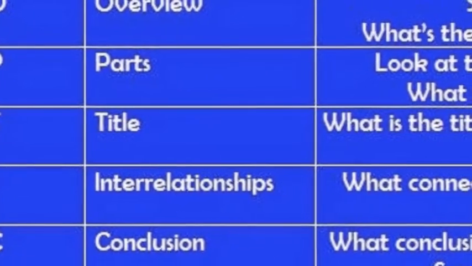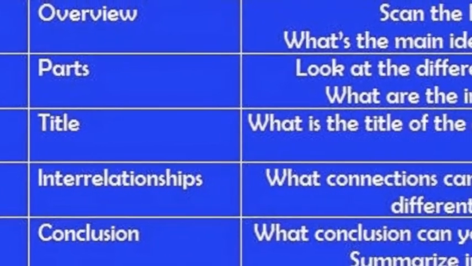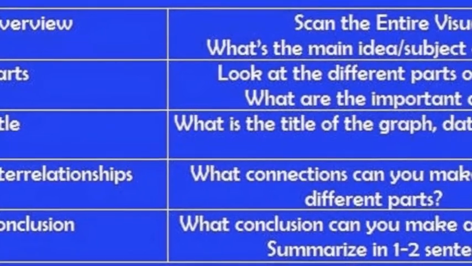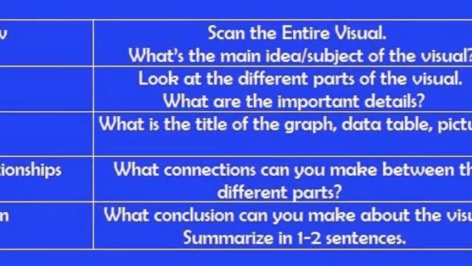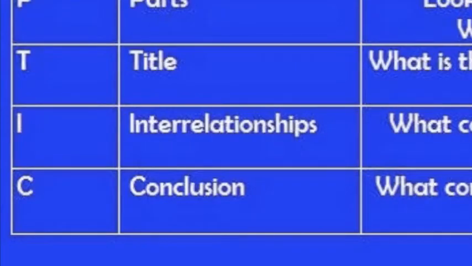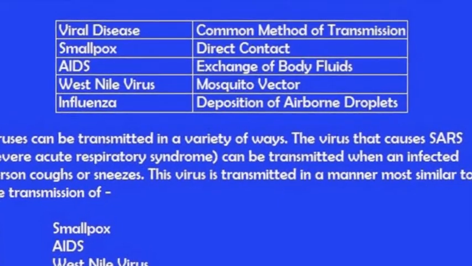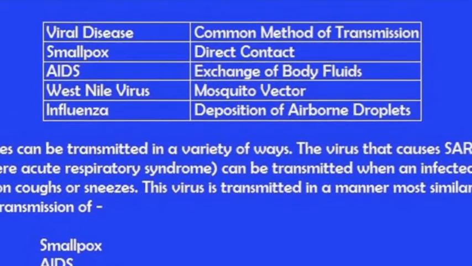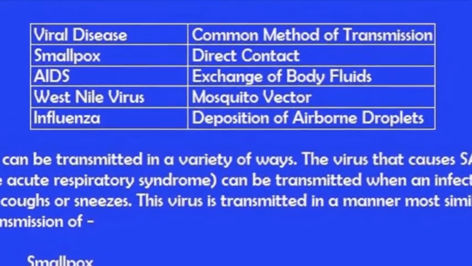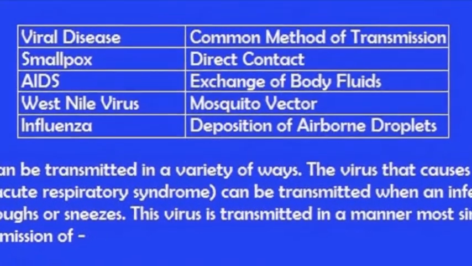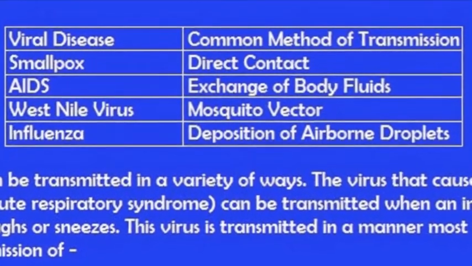When I look for a title, if there is not a title, I make one up. The title of this table is The Transmission of Viral Diseases. Next, I look at the interrelationships and find connections. I found smallpox is spread by direct contact, AIDS is spread by the exchange of body fluids, West Nile virus is spread through mosquito vector, and influenza is spread by deposition of airborne droplets.